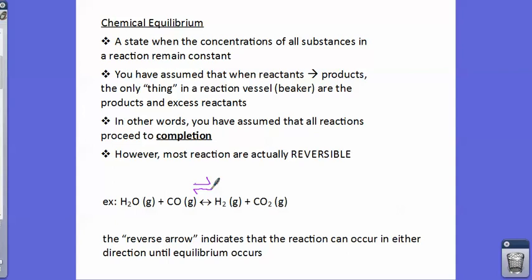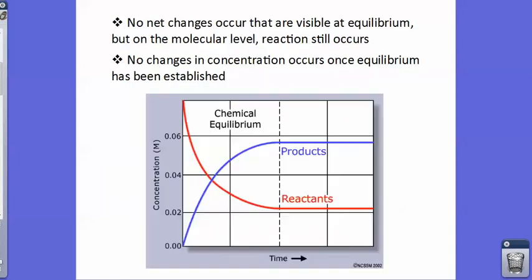So equilibrium is when you have constant concentrations, so you won't be able to detect a change. However, you're still having the forward reaction occur and the reverse reaction occur. So equilibrium is when no net changes occur. But on the molecular level, the reaction is still occurring. So there's no change in concentration once equilibrium has been established.